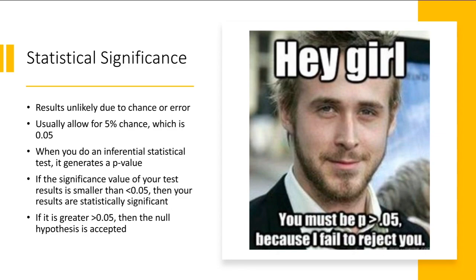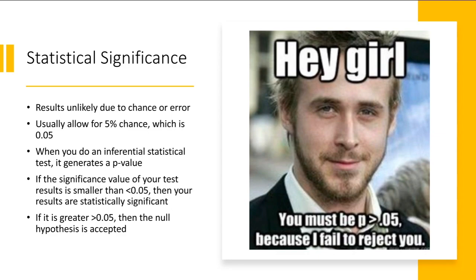So if the significance value is less than 0.05, which is basically 5%, it means that your results are statistically significant. Having a significance value less than 5% means that there is less than 5% probability that your null hypothesis is true or is correct, and that there is a 95% probability that your research hypothesis or your alternative hypothesis is true.